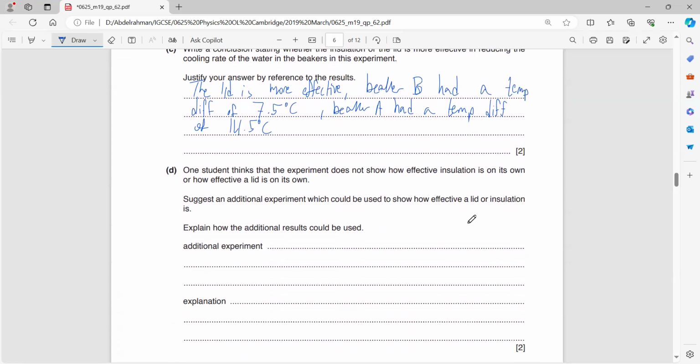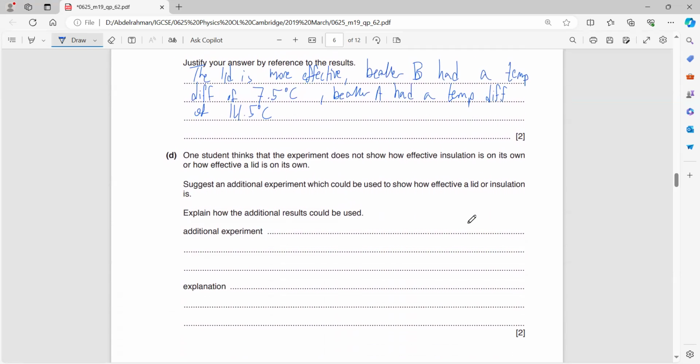Another student thinks that the experiment does not show how effective the insulation is on its own or how effective the lid is on its own. Suggest an additional experiment which could be used to show how effective a lid or an insulation is. This is a really good question, a really important question for any experiment. I do not know if the lid or the insulation is actually effective. How can I test if they are actually effective or not?